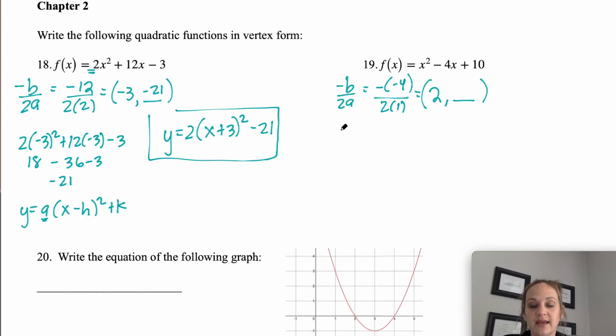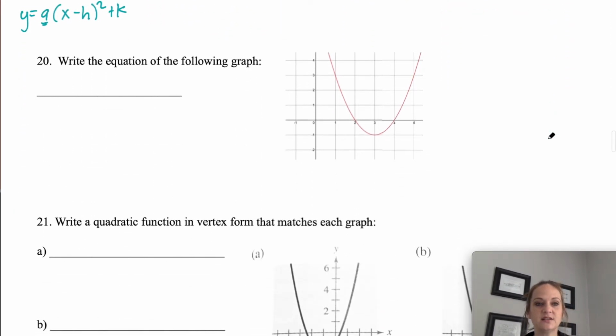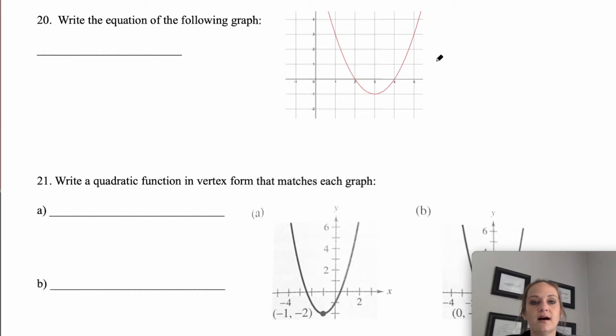And then to plug it back in, we'll have 2 squared minus 4 times 2 plus 10, which would give me 4 minus 8 plus 10, which would give me a +6. Now, the a is 1, just like in the original, so we're not going to put a 1 in front. We'll just keep it as a parentheses x minus the x value squared, and then plus the y value. Now in this case, we are needing to write the equation.